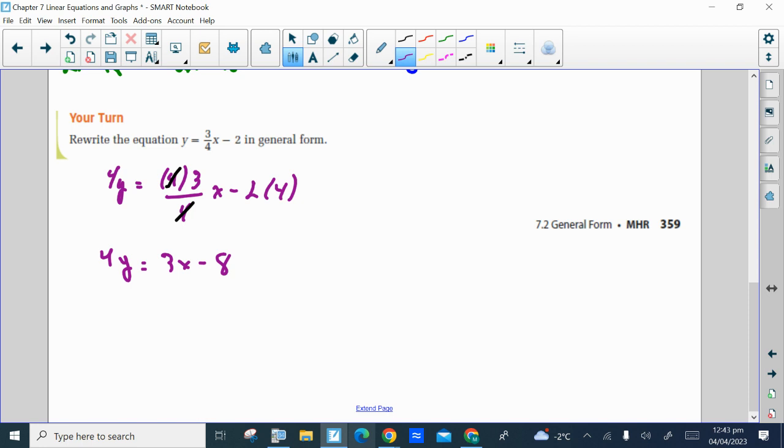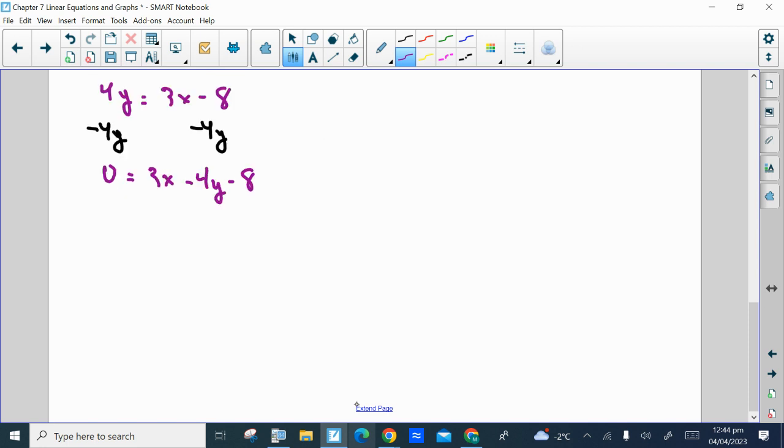And in this case, the x term is positive. So we're going to keep the 3x on the right side. We're going to keep the minus 8 on the right side. I'm going to move the y term over by subtracting 4y from both sides. And remember that the general form, the order is the x term first, then the y term, then the constant equals 0. So you can write it like that. It's the same thing as 3x minus 4y minus 8 equals 0. Same thing.